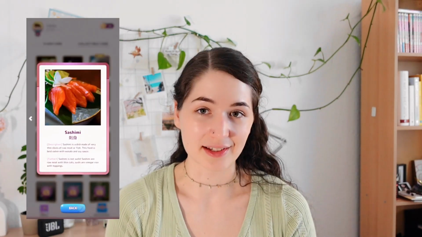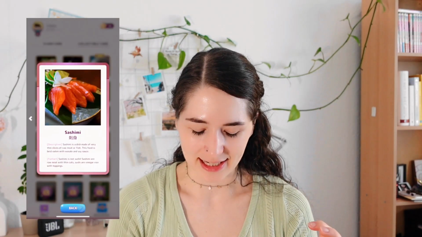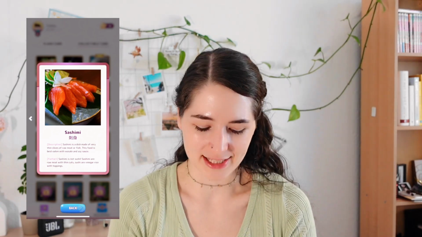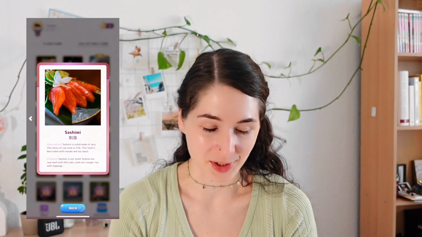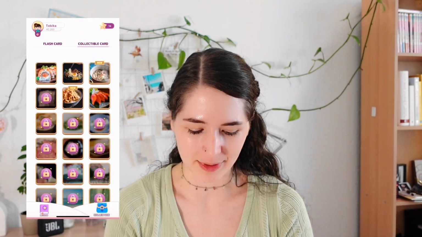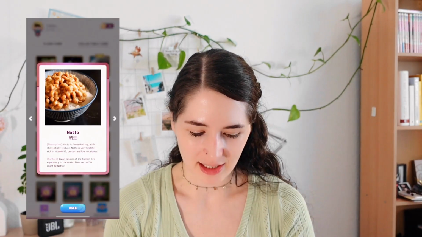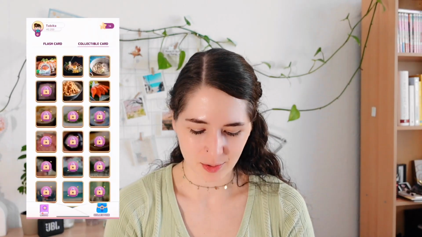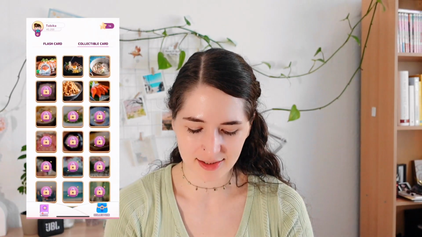And now I won, and of course I lost a star because I gave one wrong answer, but I got rewards. And I got the sashimi card, and on the card it tells me first what sashimi is, and then a fun fact. And the fun fact is, for example, that sashimi is actually not sushi, and this is something that I didn't know, so good to know. And that way you can collect a lot of cards. For example, I also have one for natto, and I also have one for sushi, and yeah, for udon. So I will first unlock all the food cards, as it looks.